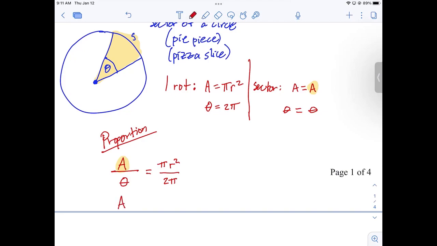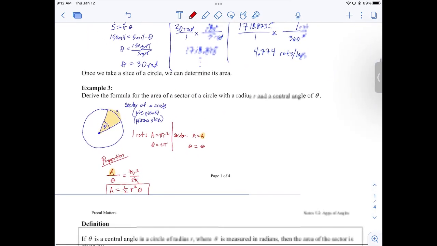So if I solve for A, I notice here that the pi's divide out, and I multiply by theta, and I have it divided by 2. So this is 1/2 r squared times theta. And there it is. There's the formula now. Instead of setting up a proportion every time, there's the formula for the area of a sector of a circle. It's 1/2 r squared times theta. Notice there's no pi in there. The pi divides out, right?